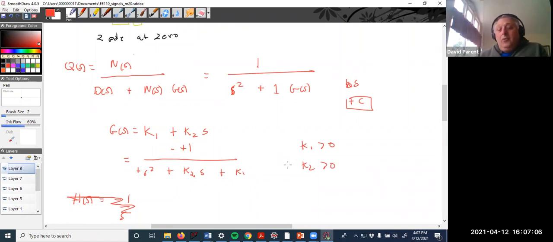Now, where would positive gains come from? A non-inverting op amp would give you a positive gain. A buffer would give you a gain of 1, and that's certainly greater than 0.